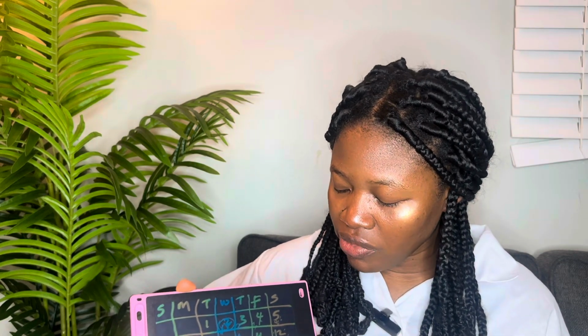Okay, so if you have something like this, you are going to divide by 2, just as I said, because the middle of your cycle is usually your ovulation day. So if you have a 24-day cycle, then you divide 24 by 2, which is 12. So you count 1, 2, 3, 4, 5, 6, 7, 8, 9, 10, 11, 12. So this is your ovulation day for a 24-day cycle.